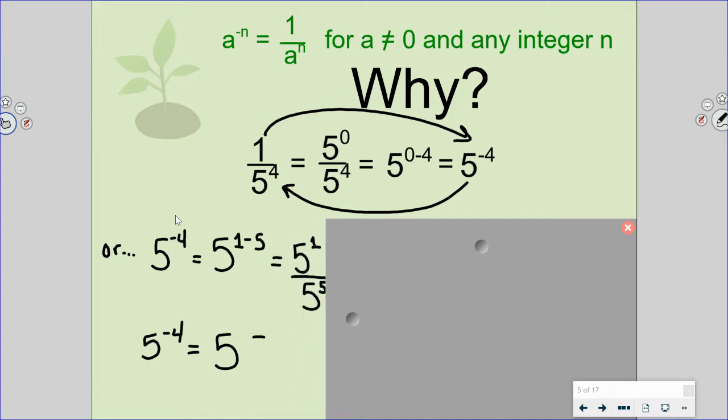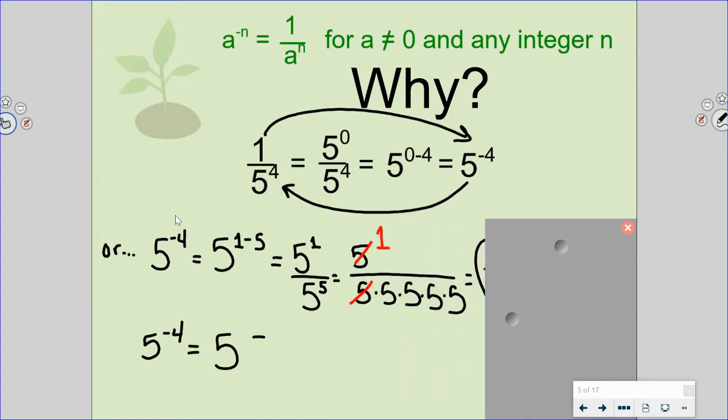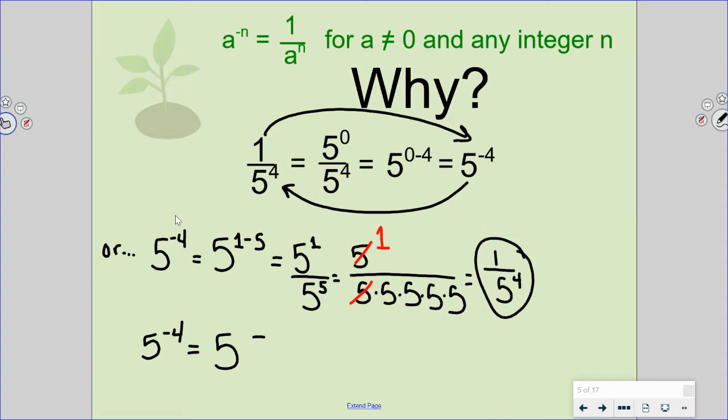What we learned about powers the other day is that when you divide powers, you subtract the exponents. So we could rewrite 5 to the 1 minus 5 power as 5 to the first divided by 5 to the fifth. Now imagine writing that out. And as we mentioned the other day, any number divided by itself is 1, and look at what is left over. 1 over 5 to the 4th power, the inverse of 5 to the 4th.